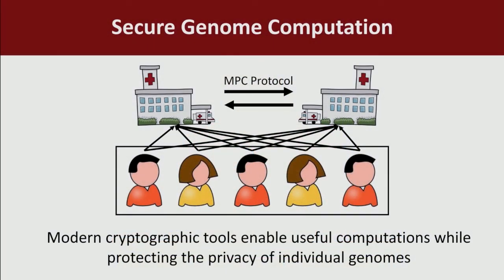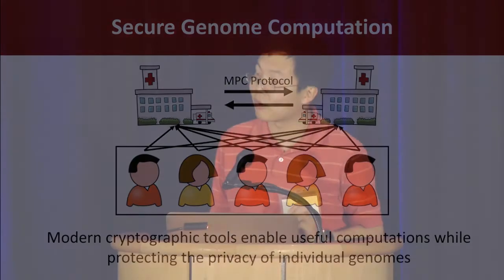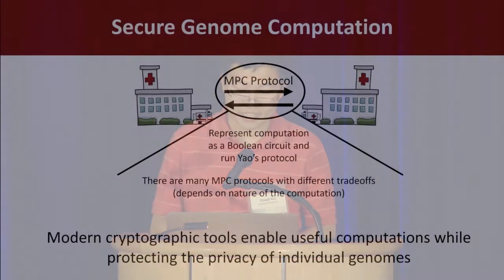So just to come back to the original picture, I hope I sort of demystified some of what goes on in these multi-party computation protocols. Using these kinds of protocols and tools, we can enable useful computations while retaining the privacy of individual genomic data. For instance, in our scenarios, we often represent the computation as a Boolean circuit, and then we run an instantiation of Yao's protocol. For other scenarios, such as the large-scale genome-wide association problem, we use different multi-party computation protocols.